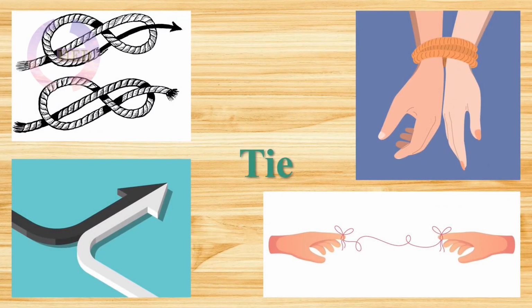Tie. Verb. If you tie two things together, you fasten them with rope, string, etc. The dog is used to being tied up. Be careful not to say tie or t. It's tie.